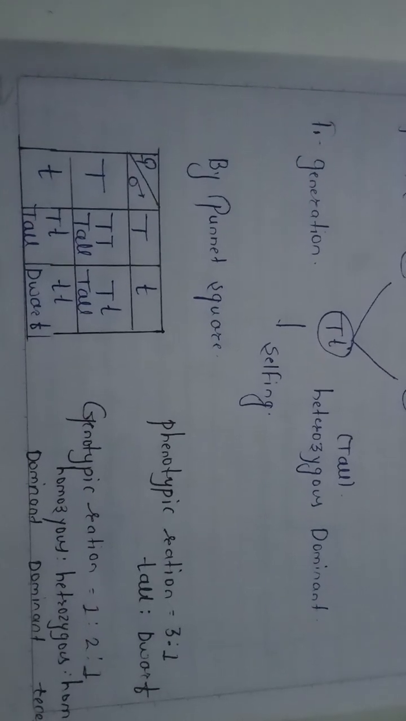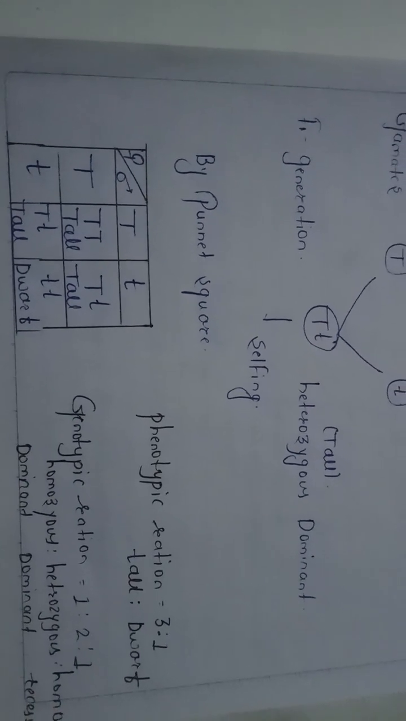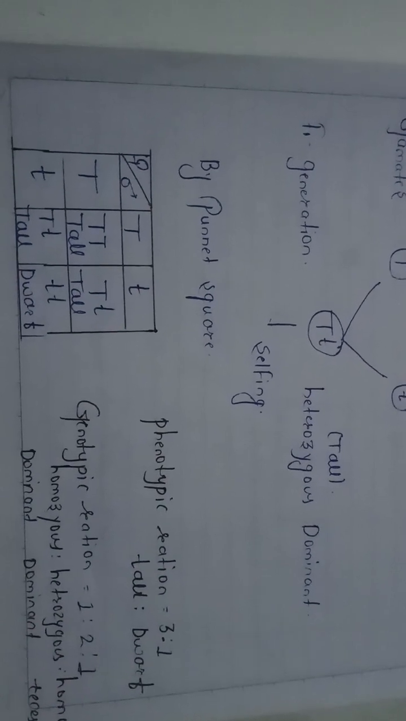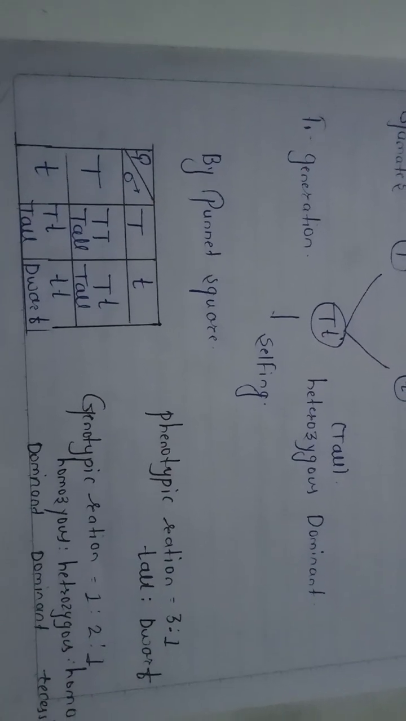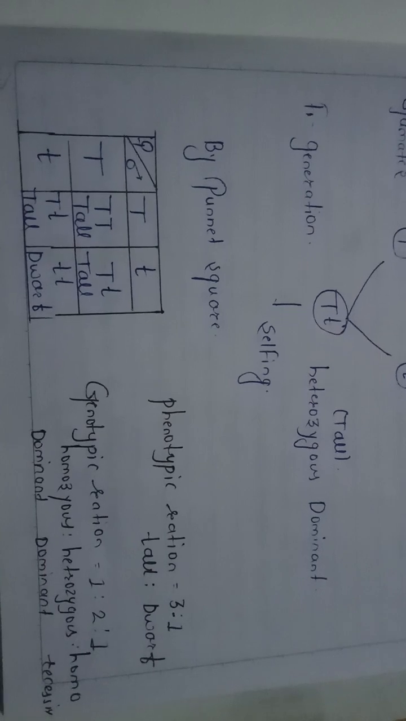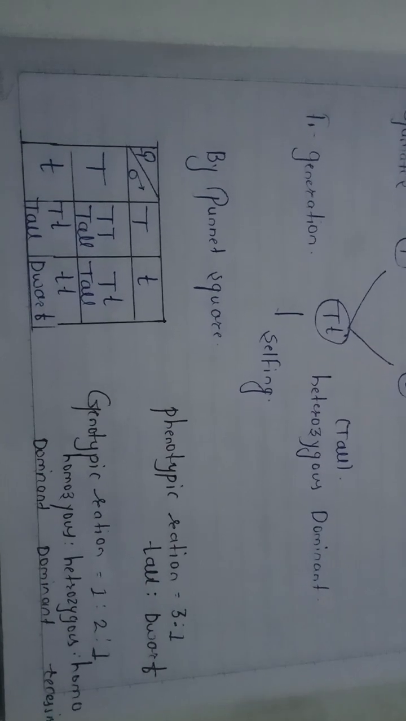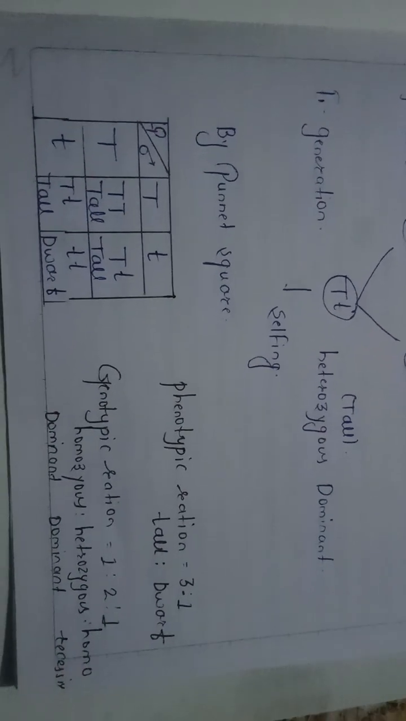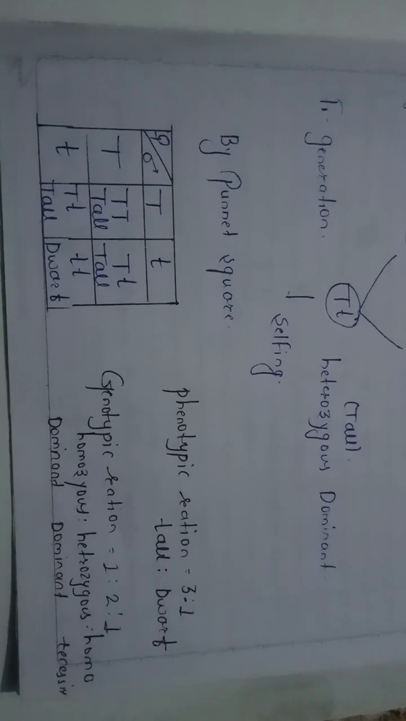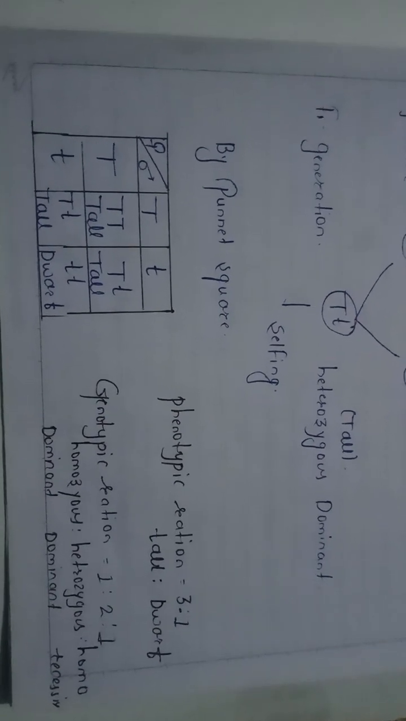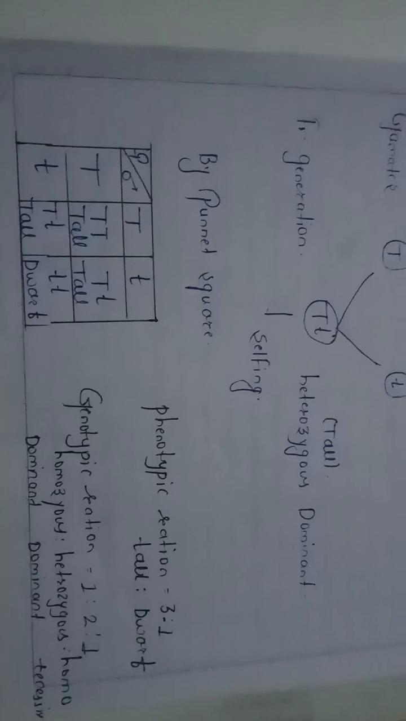So let's discuss the phenotypic ratio, that is 3 to 1, where 3 are tall and 1 is dwarf. Then the genotypic ratio: 1 is homozygous dominant, 2 are heterozygous dominant, and 1 is homozygous recessive. So this is all about the monohybrid cross.